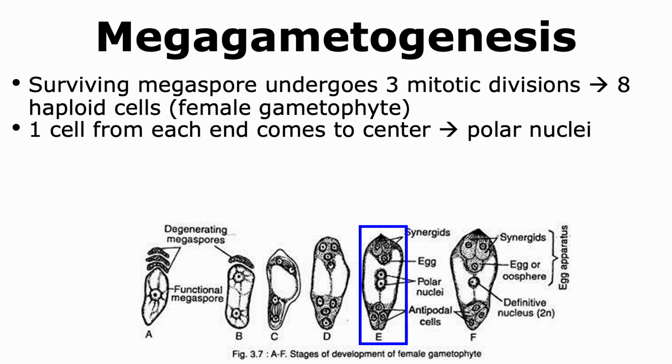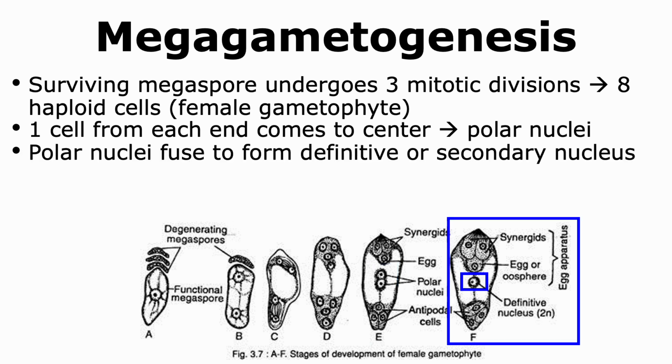Now, 1 cell from each end comes to the center and forms the polar nuclei. The polar nuclei fuse to form a definitive nucleus, which is also called the secondary nucleus. This is the only cell in the female gametophyte which is diploid. All other cells are haploid.